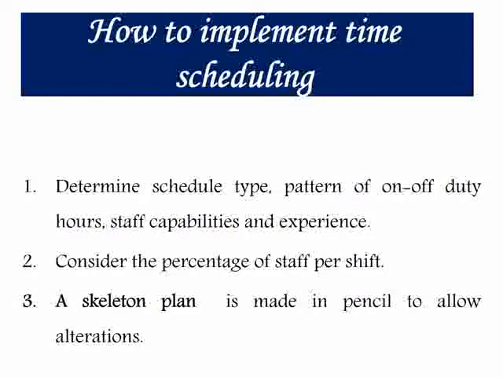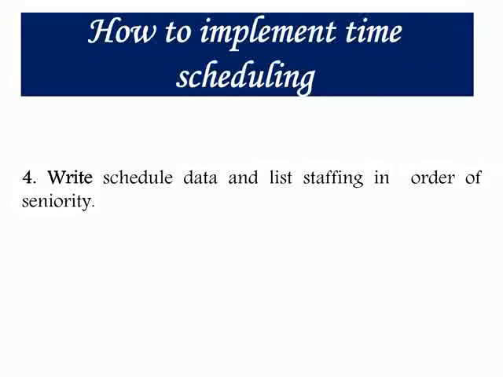How to implement time scheduling. Now after what we learned together, we are able to implement time scheduling as follows. Determine schedule type, pattern of on duty hours, staff capabilities and experience. Consider the percentage of staff per shift. A skeleton plan is made in pencil to allow alterations. Write schedule data and list staffing in order of seniority.